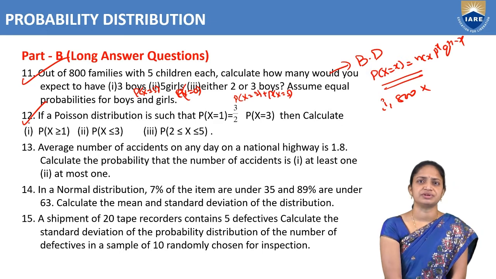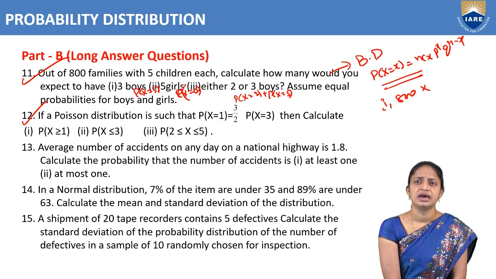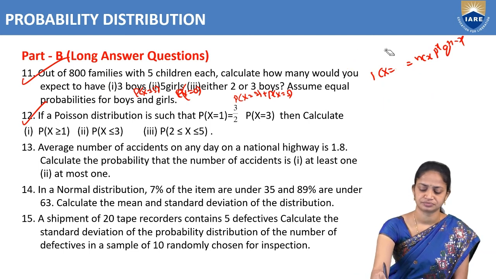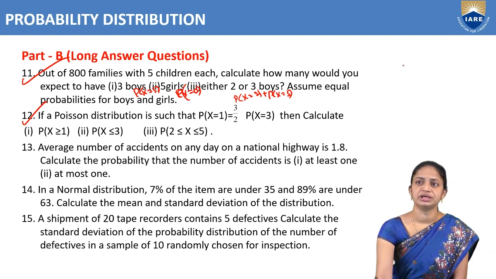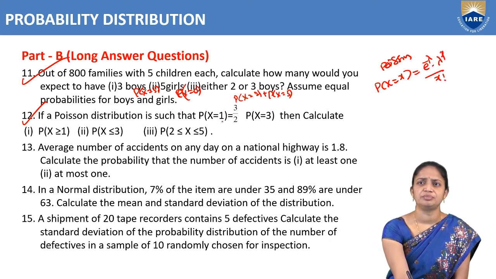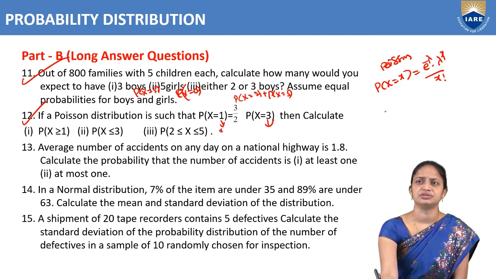Now coming to the next question, a Poisson distribution is such that p of 1 equal to 3 by 2 into p of x equal to 3. So the Poisson distribution formula is p of x equal to e power minus lambda, lambda power x by x factorial. Here they have given that p of x equal to 1, so small x equal to 1, and here also small x equal to 3. So I am calculating this one.